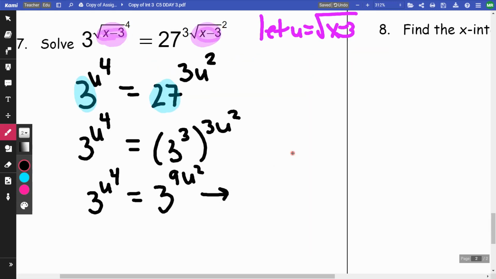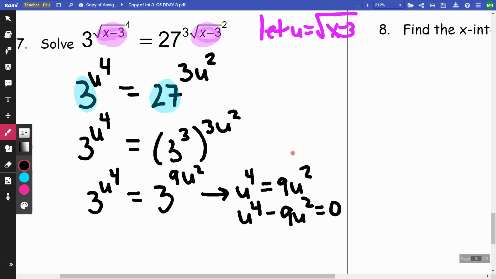So now I can set my exponents equal. I'm going to have u to the 4th is equal to 9u squared. I'm going to get everything on one side, 0 on the other, so I'm going to subtract 9u squared. I can take u squared out of both of them, and I'm left with u squared times (u squared minus 9) equals 0.